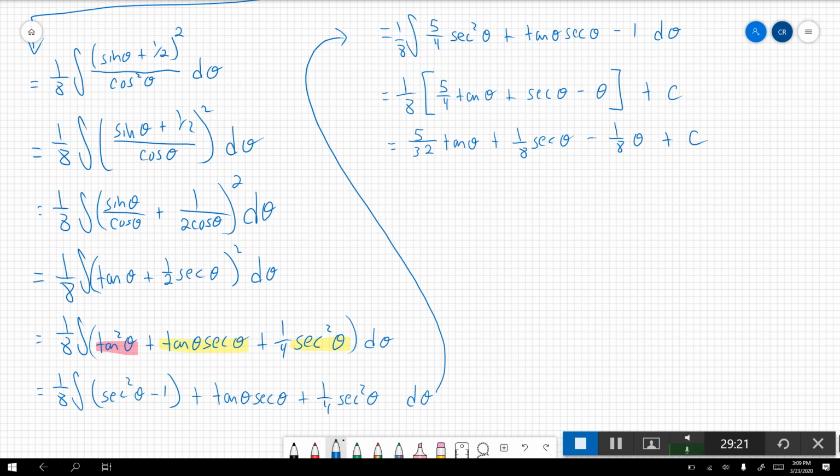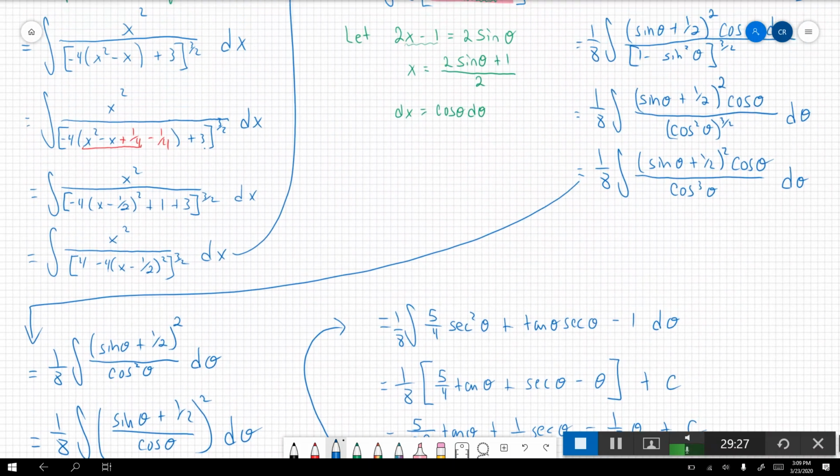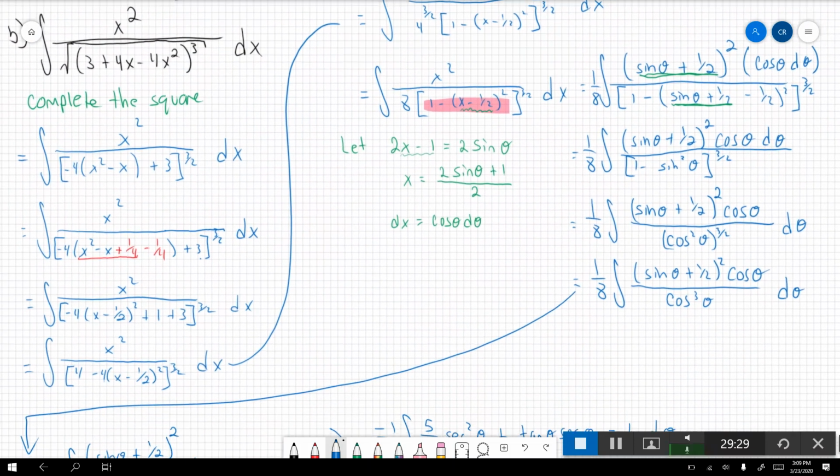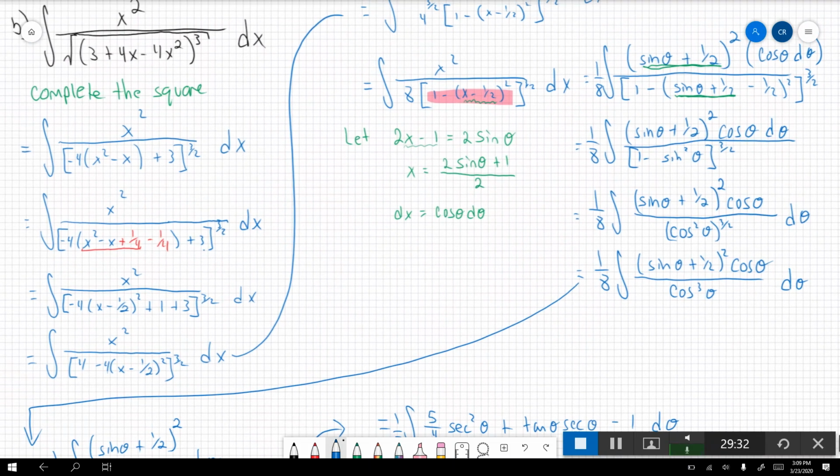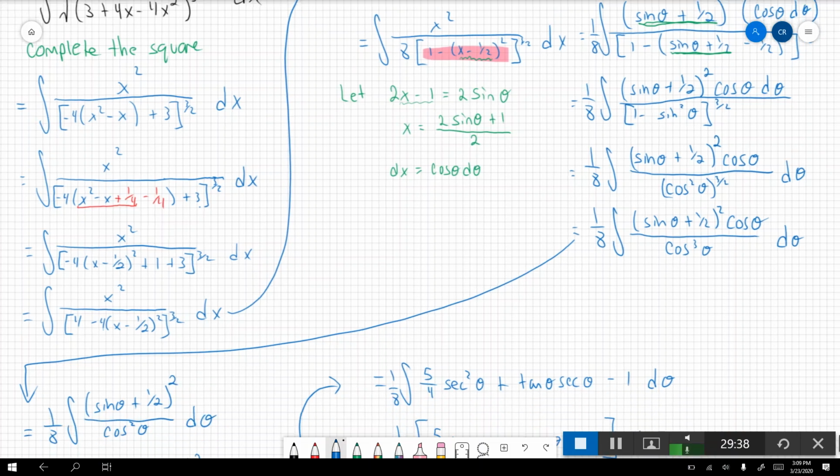Now again, keep your eye on the prize. Are we solving for theta when we're working with this integral? And the answer is no. We are not solving for theta. Looking at the initial integral, we are trying to solve for x.